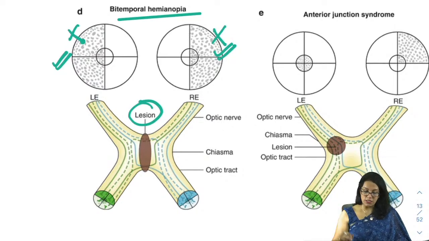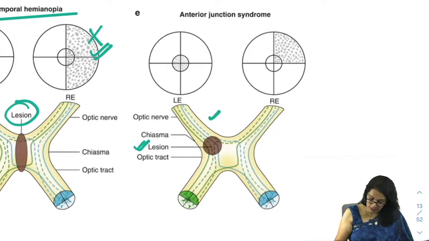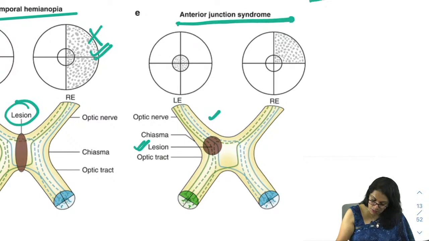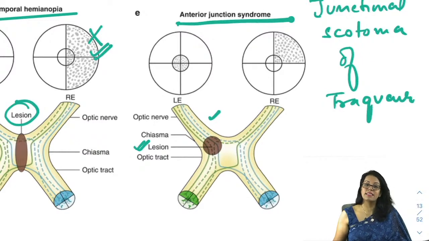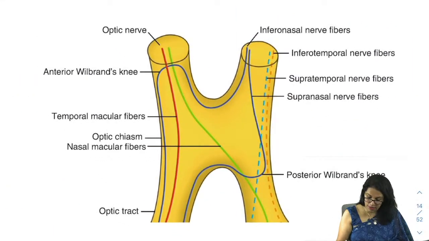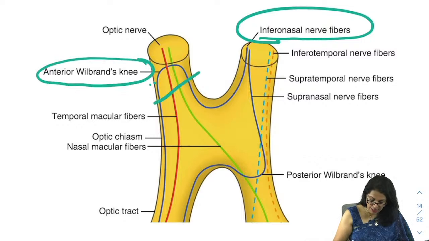Now come to this question, this is what is happening. The lesion is at the junction of the optic nerve and chiasma. And this is what is called anterior junction syndrome, or we call it junctional scotoma. ठीक है? अब इसमें क्या हो रहा है? I hope you all remember this, that it is nothing but the inferonasal fibers which detour to the opposite side as Willebrand's knee. यहाँ पे lesion है, so these inferonasal fibers are gone.